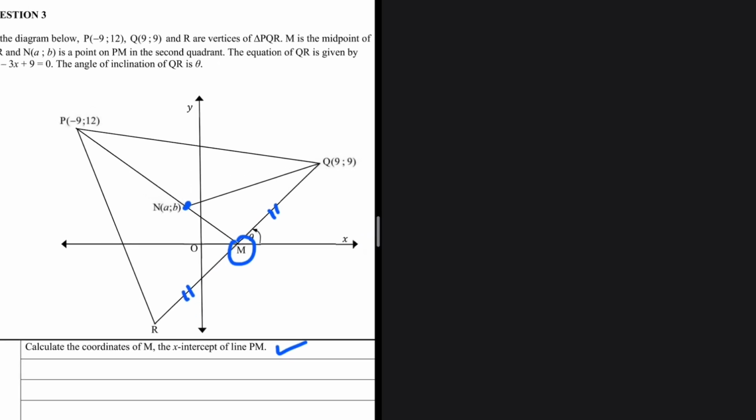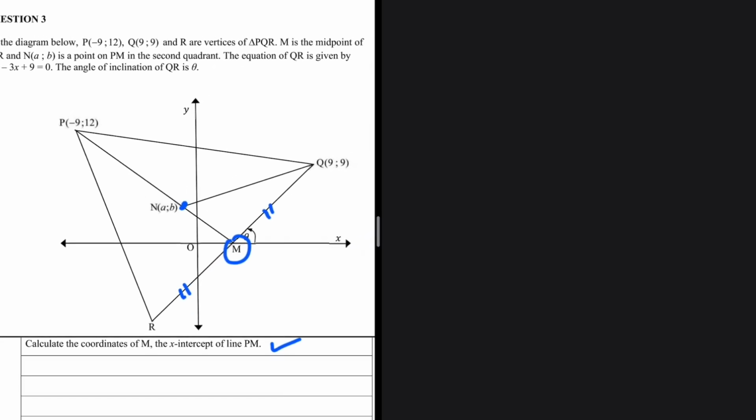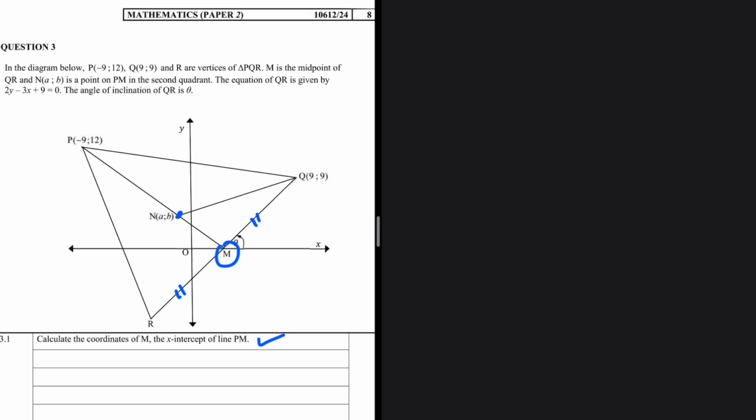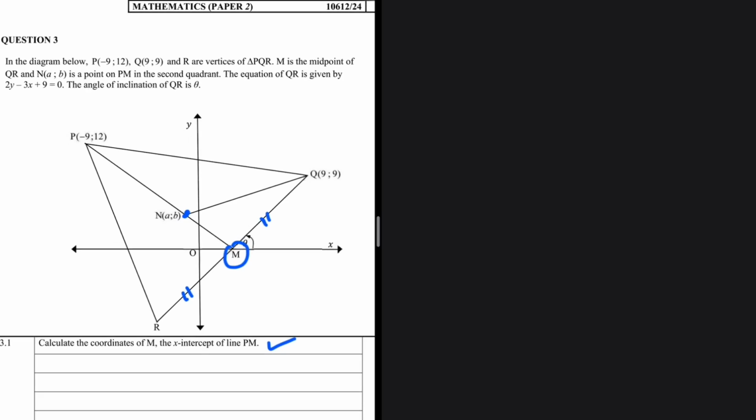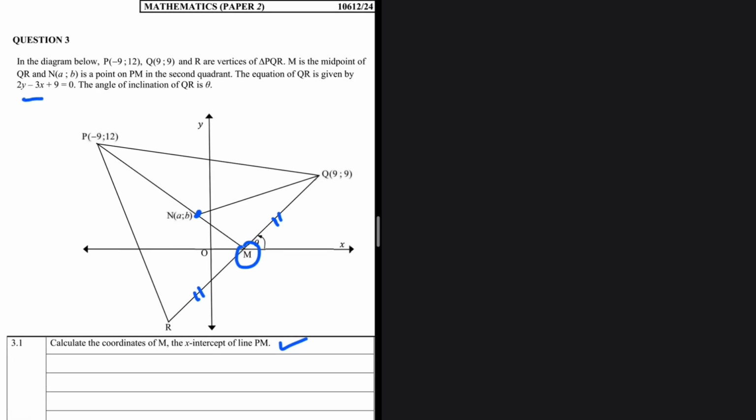What are we looking for? Calculate the coordinates of M, the x-intercept of PM. So we're looking for the x-coordinate of M, which is the x-intercept of PM. Do we have the equation of PM? Because if we have the equation of PM, then we are almost done. We don't have the equation of PM, but we have the equation of QR, right? Which is 2y minus 3x plus 9.